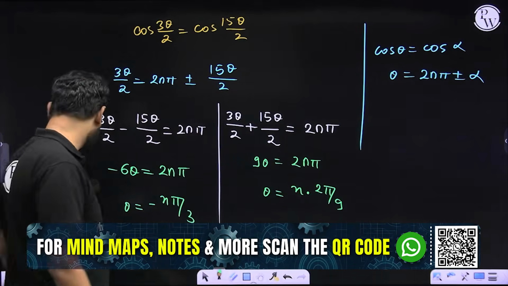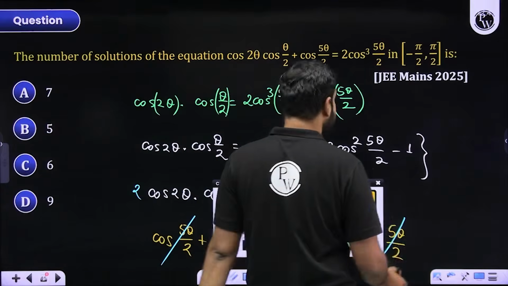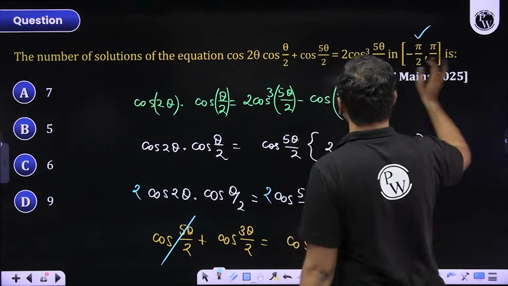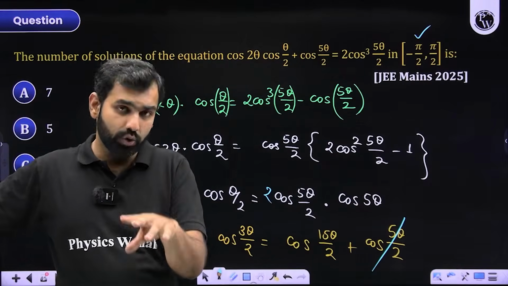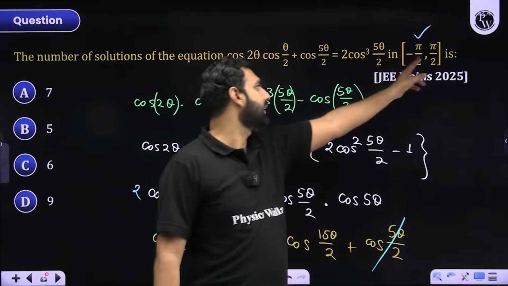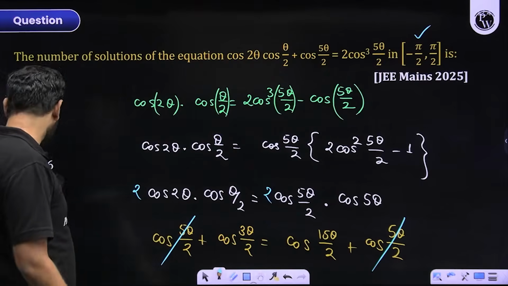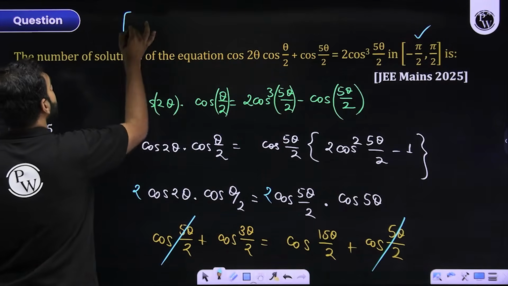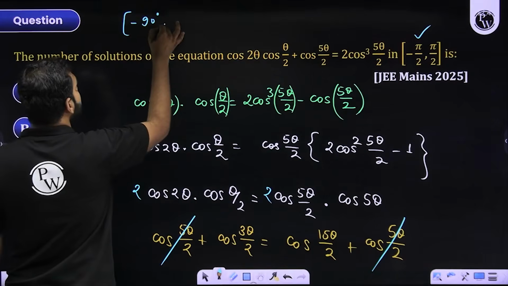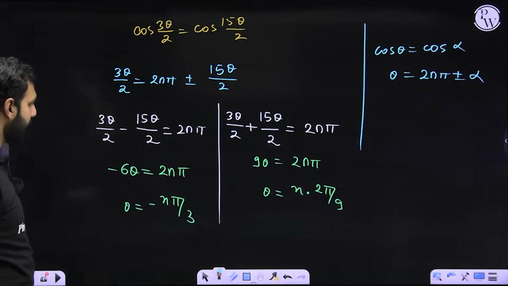Now, let me get back to the question. Why? Because we were told that theta is not just anything. Theta must lie between minus pi by 2 to pi by 2. So I'll start trying some values, and for those values, I will ensure that my theta lies between minus pi by 2 to pi by 2. In very simple language, I need my answer to lie between minus 90 degrees to 90 degrees. If you don't understand radians, that's why I'm writing like this.